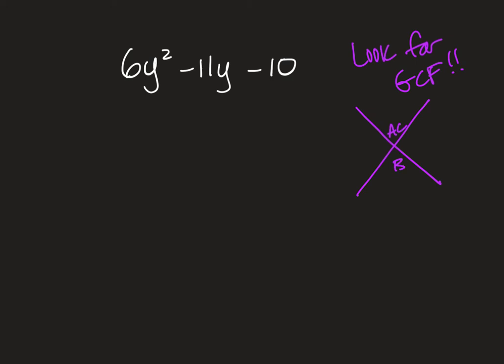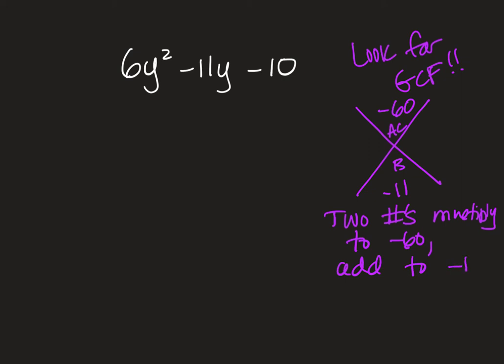So AC in this case is a negative 60. Oh, this is a similar AC, but a different B. B is negative 11. So I need two numbers. I'll just write down what I'm thinking here. I need two numbers that multiply to negative 60, and the two numbers have to add to negative 11.